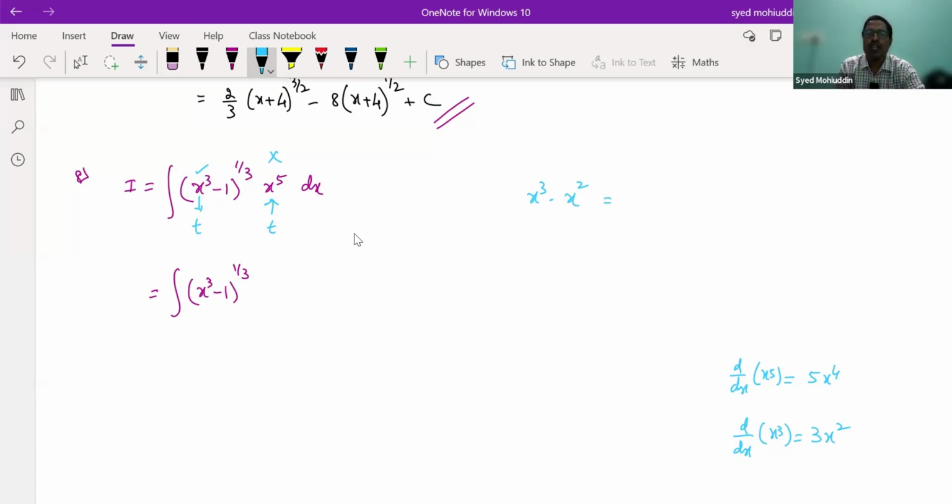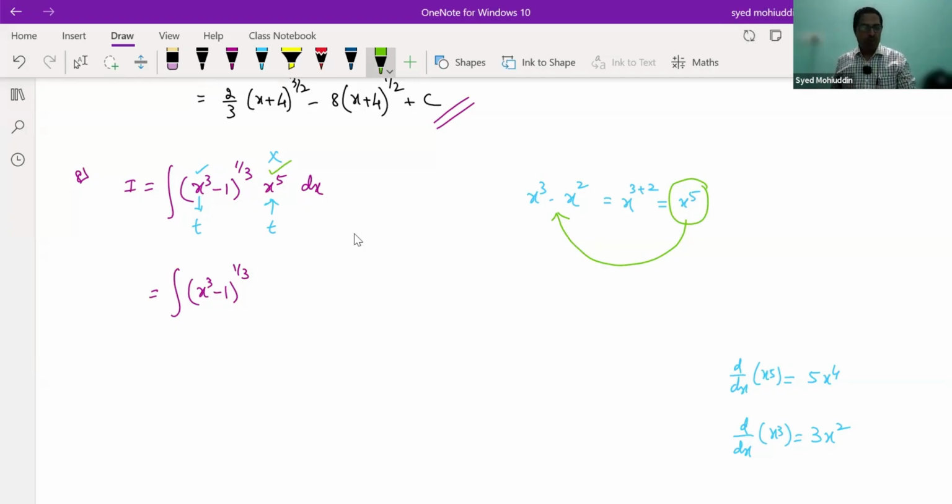Whenever the bases are the same, powers can be added, so x power of 5 is what he has given. Can I convert this x power of 5 back into this form, x cube into x square, so that I can solve this problem? Are you getting it? Directly it's not possible. You have to use your brain here.